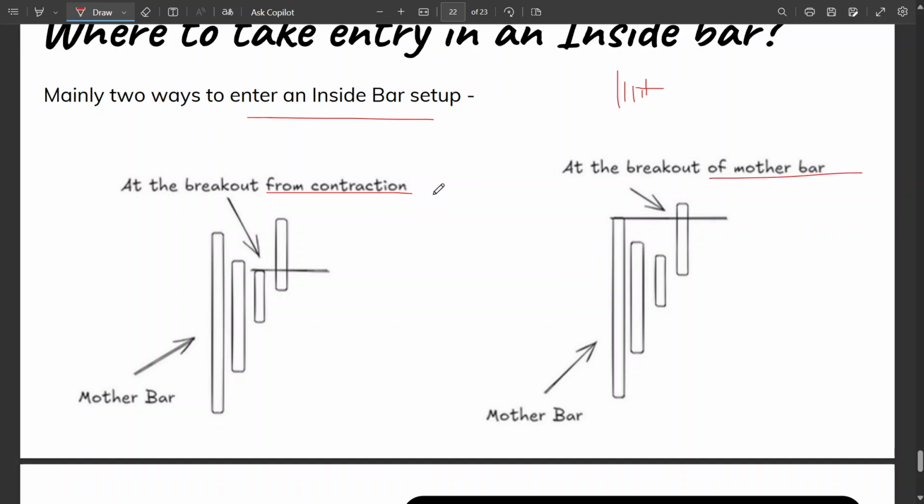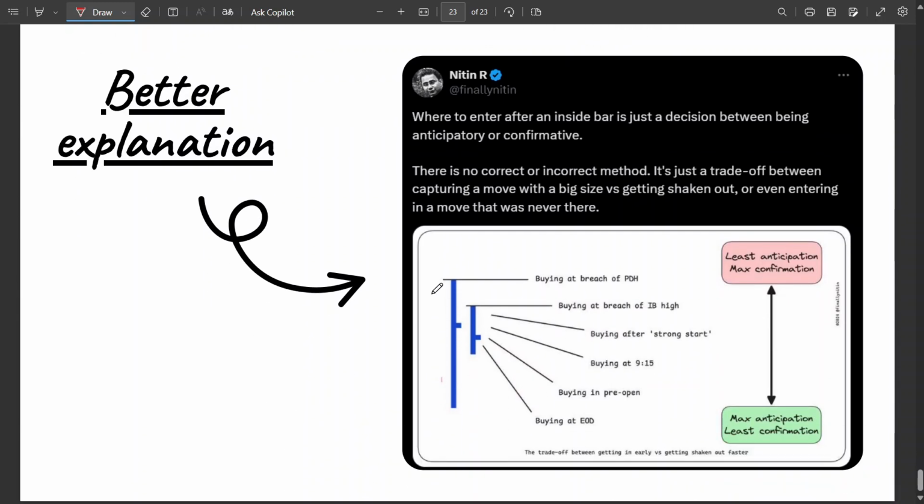So somebody on Twitter has explained this in an even better way, and I have picked the tweet from there. So here is a better explanation of that. Where to enter after an inside bar is just a decision between being anticipatory or confirmative. There is no correct or incorrect method. It's just a trade-off between capturing a move with a big size versus getting shaken out, or even entering in a move that was never there, right?